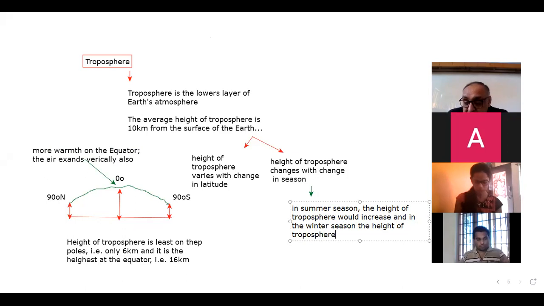The same phenomenon, that is the change in temperature, takes place. So this is what I mean to say: both the things which I am telling you, at the equator the height is more, and in summer the height is more. Both the things are associated with the temperature, so high temperature.